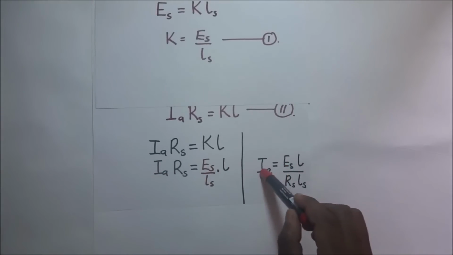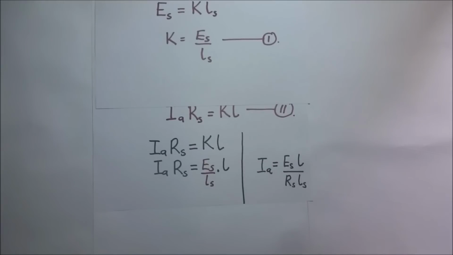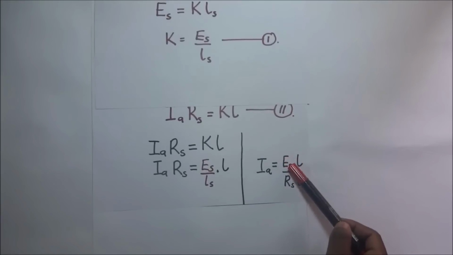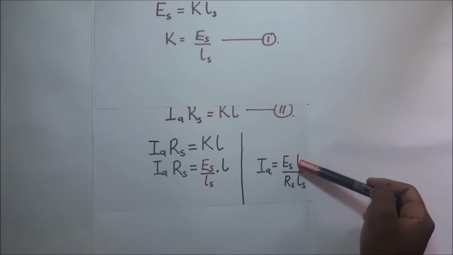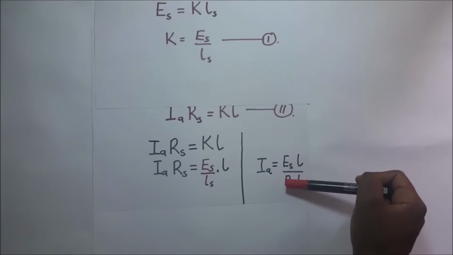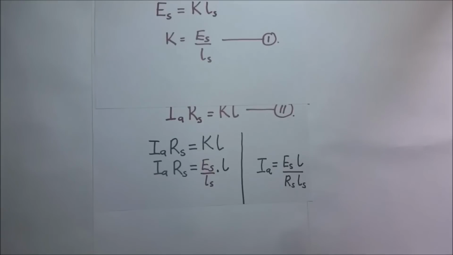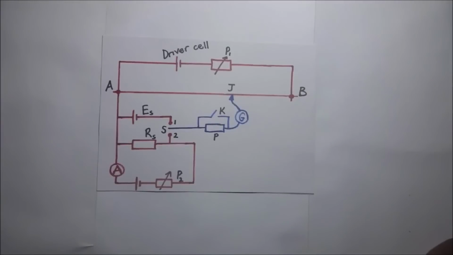So we are able to find the amount of current flowing through that standard resistor from this expression, this being the EMF of the standard cell, the respective balance length we've been getting in our experiment, then the resistance of the standard resistor. And that is how we measure current flowing through a resistor using a potentiometer. How to calibrate an ammeter using a potentiometer.